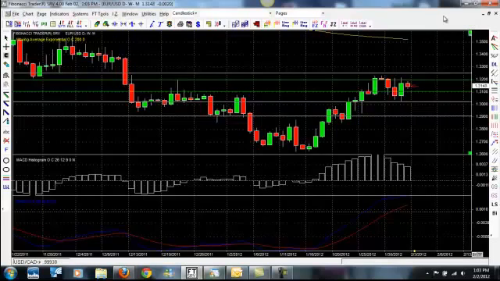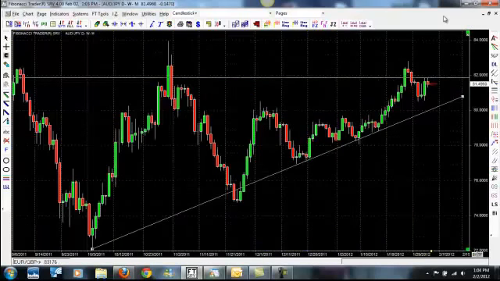Let's go look at one more chart. I'm not going to go over every single trade that we're doing because we have way too many, but let's look at one more. Now we just happen to be looking at my favorite currency pair, the Aussie yen.